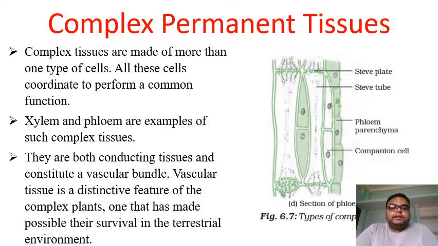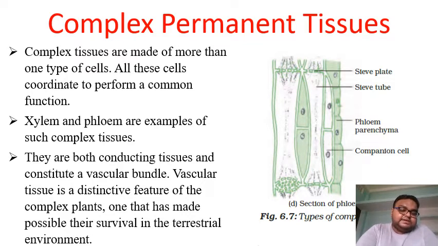But now when we come to the complex permanent tissue, we can see that these are made up of more than one type of cell. All these cells coordinate and perform a specific function, right? So in plants, there are basically two complex permanent tissues, and the names of them are: the first one is xylem.